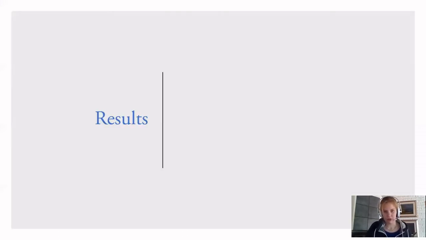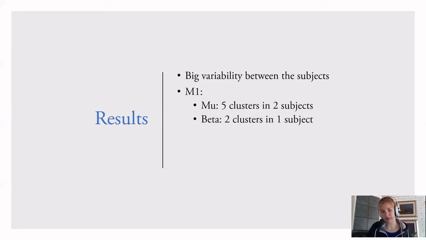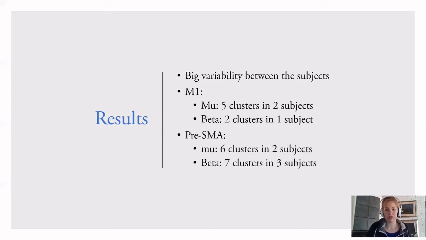So for the results, there was high variability between the subjects, as significant clusters were found at different time windows and scalp areas for different subjects. And the mu rhythm seemed to play a big role at the stimulation of the primary motor cortex, as more differences in the TMS-evoked EEG potentials were found for the mu rhythm than for the beta rhythm, while both rhythms seem to play an about equally big role at the stimulation of pre-SMA.